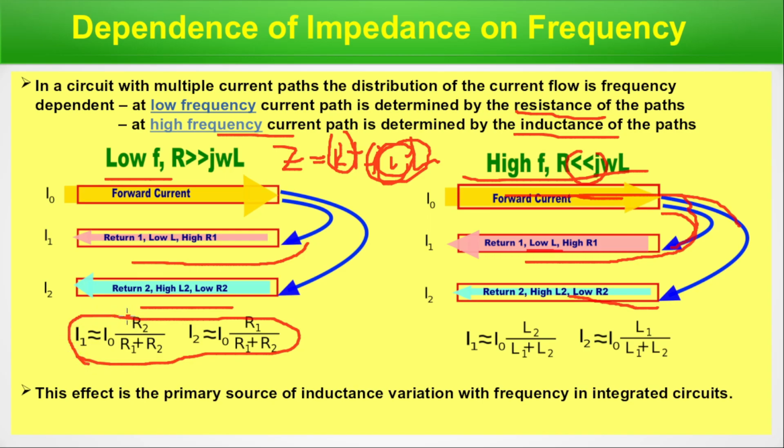At low frequency, the equation is governed by R because the inductive portion is negligible, and at high frequency, the equation is governed by the L value because this portion is considerable and the resistive portion is negligible. So this effect is the primary source of inductance variation with frequency in integrated circuits.